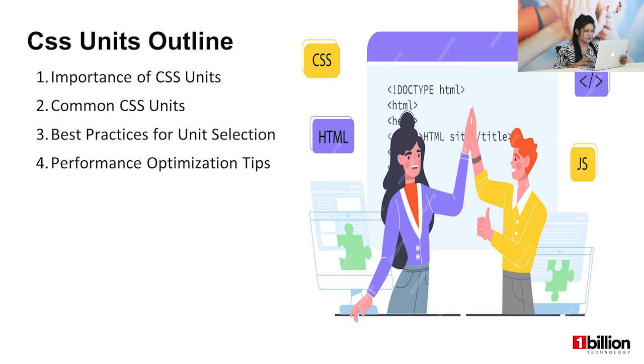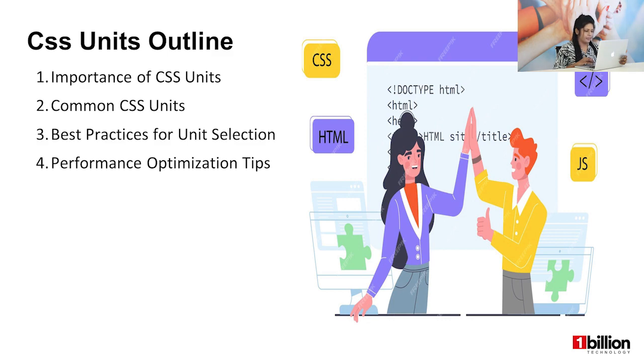The second topic is common CSS units. Here we will delve into the different types of CSS units available, from absolute and relative units to font-relative units and layout units like fr and auto.